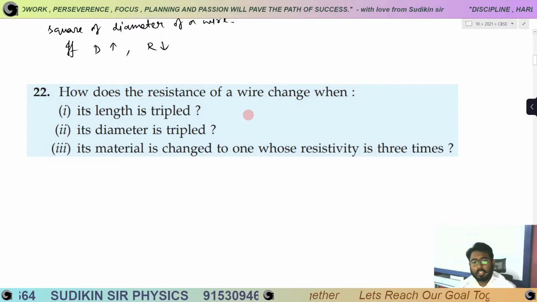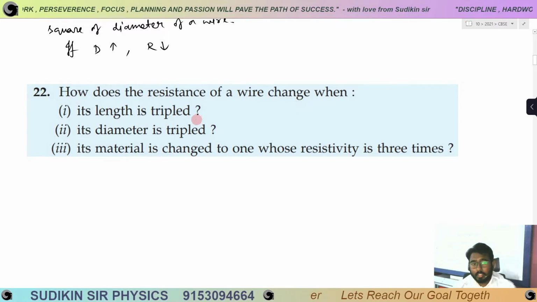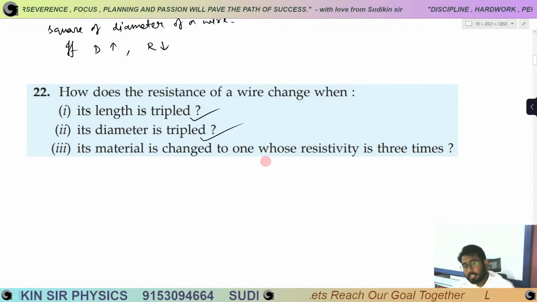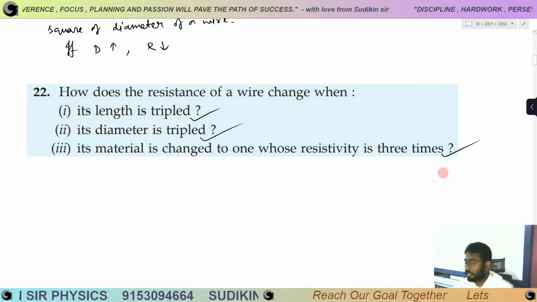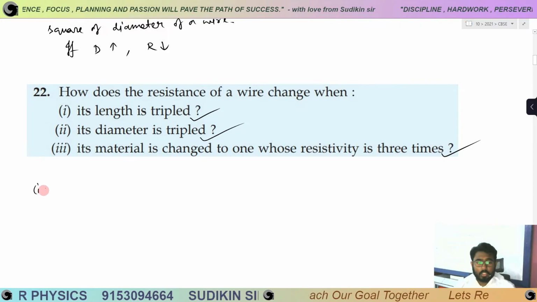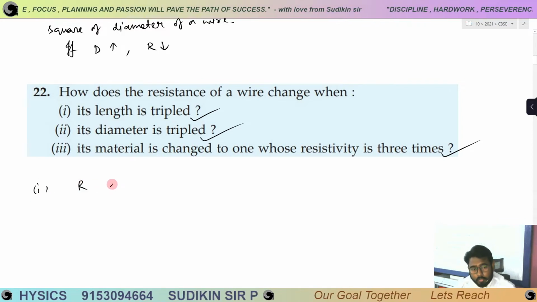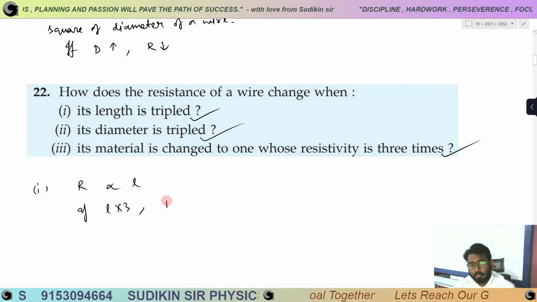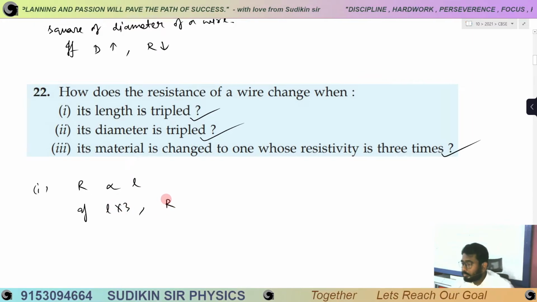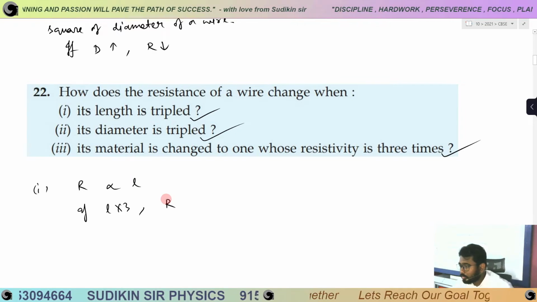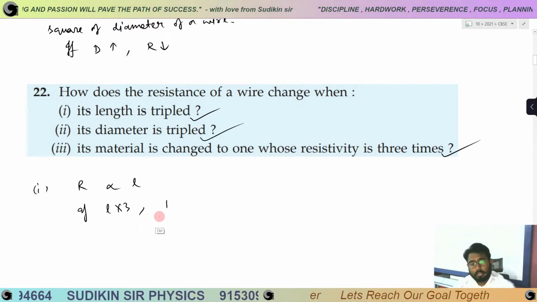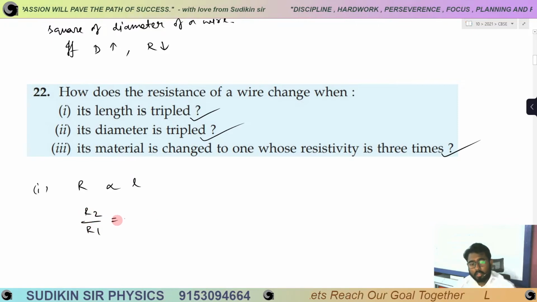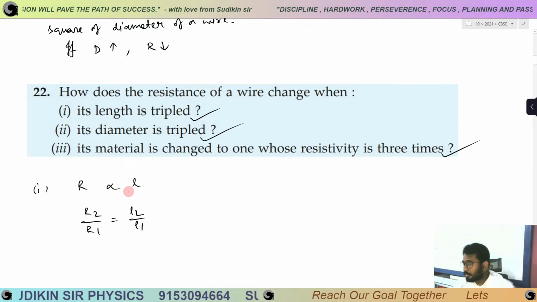How does the resistance of a wire change when its length is tripled, its diameter is tripled, and its material is changed to one whose resistivity is 3 times? There are 3 cases. Now we will deal with case 1. See, R proportional to L. If L is tripled, will the resistance be tripled? Are we clear? Okay. Let us make it in this way. Can I write R2 by R1 equals L2 by L1, because it is proportional, right?